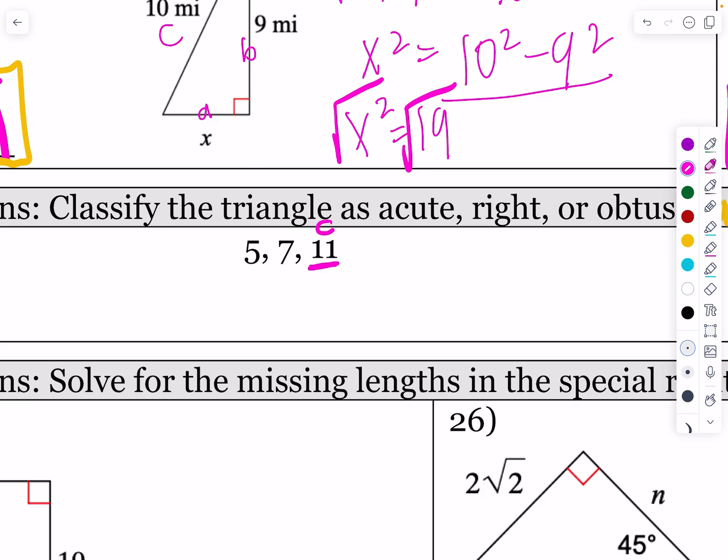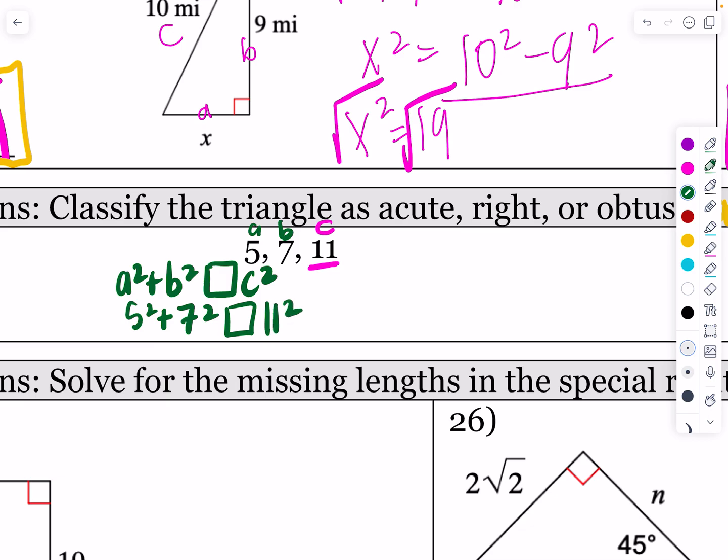So we're going to plug that into a squared plus b squared. I'm going to put a box there because I don't know if it's going to be equal or less than or greater than. And I'm going to make this one my a and this one my b. So I'm going to go 5 squared plus 7 squared. And I'm going to compare that sum to 11 squared.